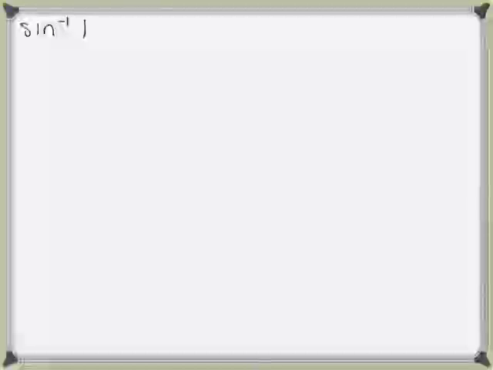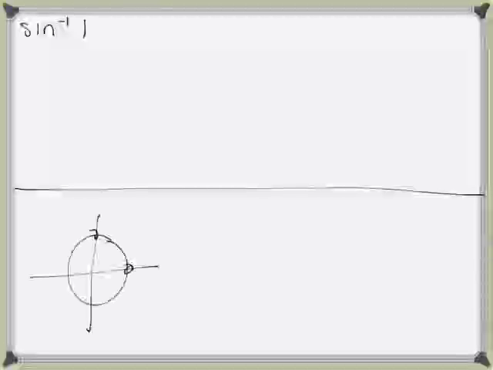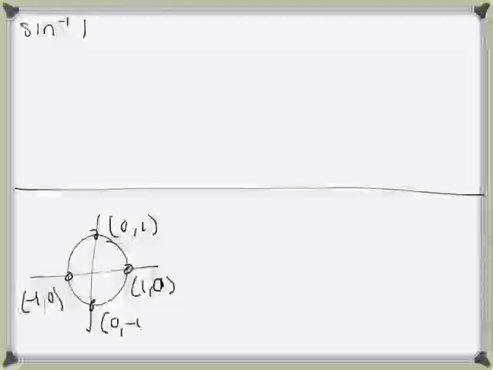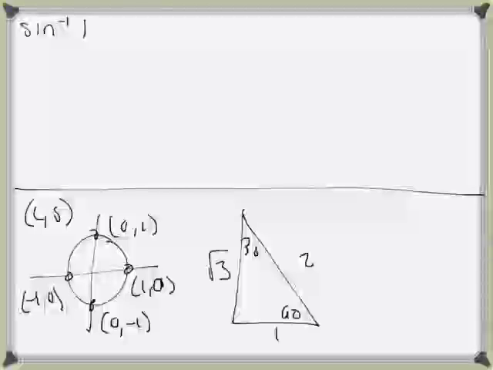The key to doing this are 3 important trig pictures. So those pictures are the unit circle, the 30, 60, 90, and the 45, 45, 90.